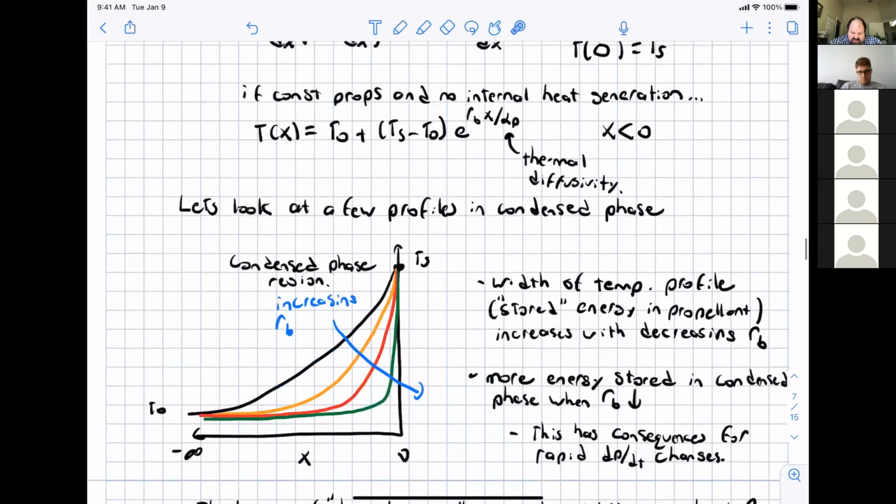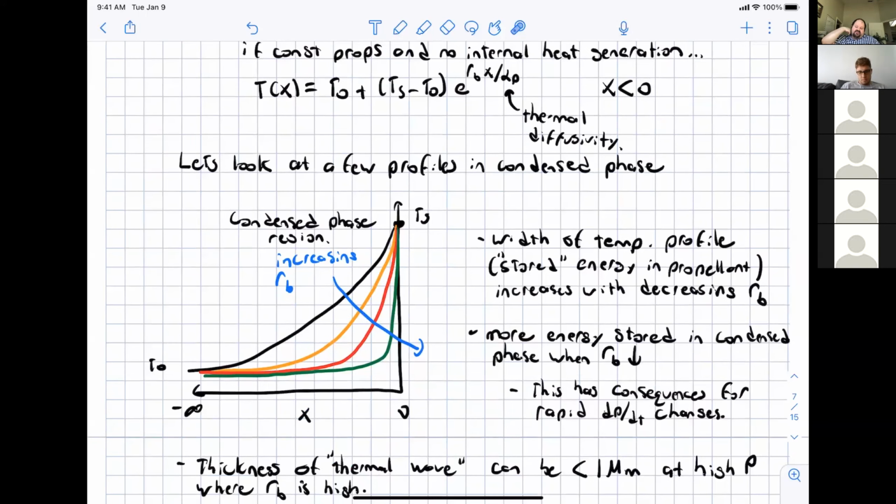Okay, so let's qualitatively look at a few profiles in the condensed phase. This solution has a shape that will look something like this. It starts out at T_s, then exponentially decays and asymptotes to the temperature T naught. And as you increase the burning rate, this curve becomes sharper and sharper.